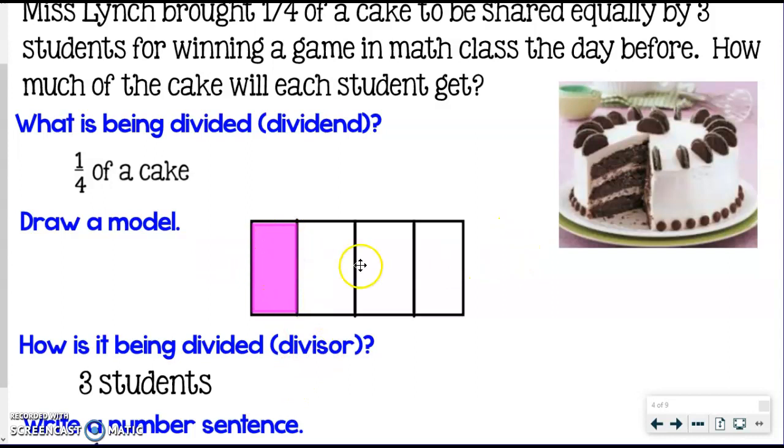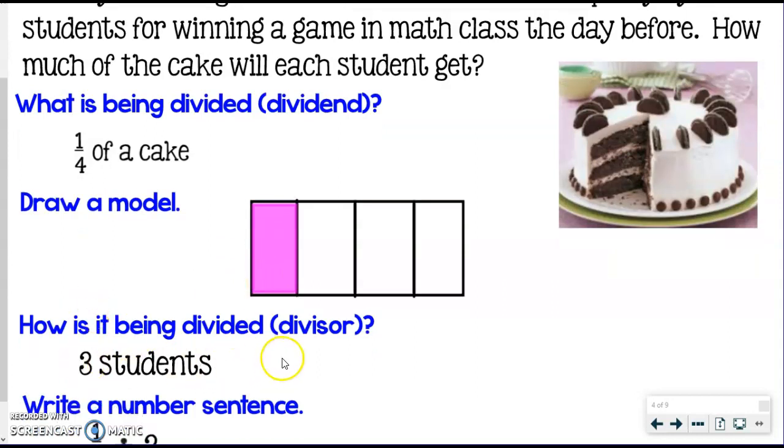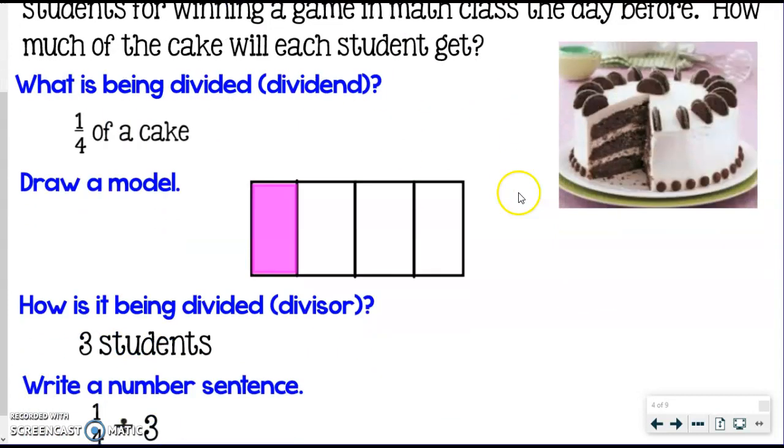So this is how much we have. We don't even have these other pieces. We only have this one piece. So now we need to figure out how are we dividing this 1/4 cake up. Well, we're dividing by the 3 students. They're the ones that won the game, so they're sharing. So we got 3 students.